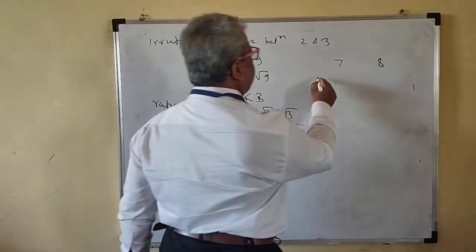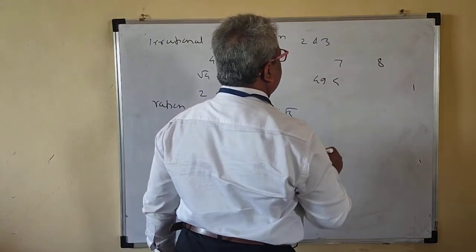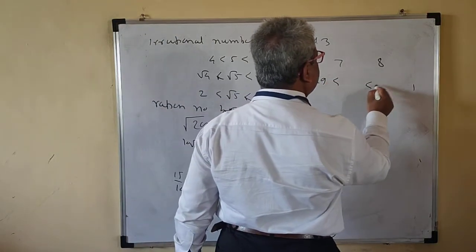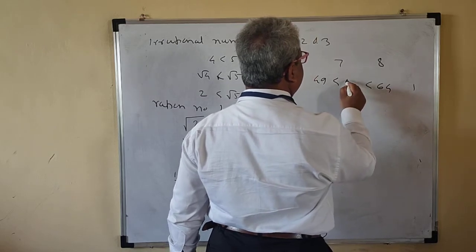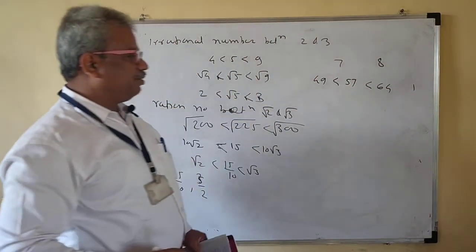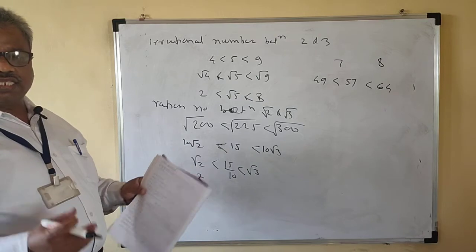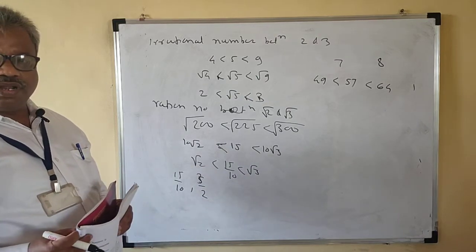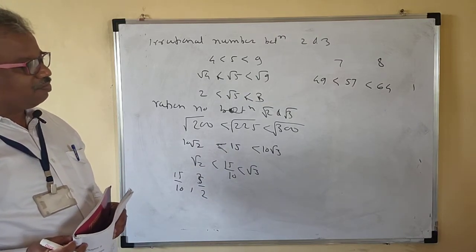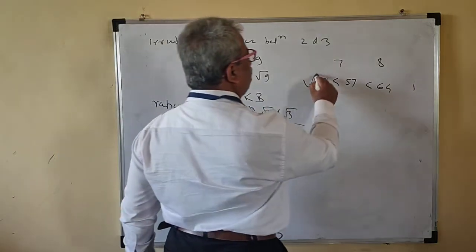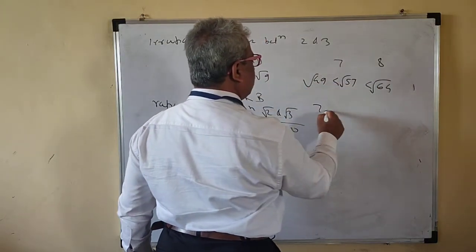So here 49 and 64. I can take 57, it doesn't matter. You want an irrational number, any irrational number. I can take any number between 49 and 64, and if I take the root of this one, I get an irrational number.